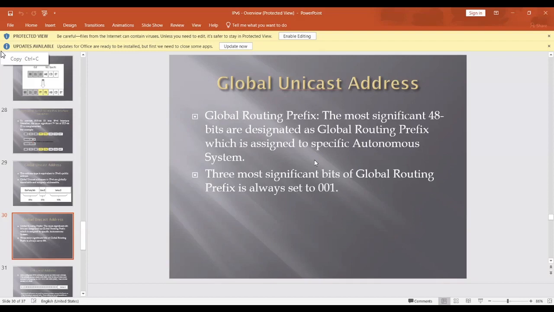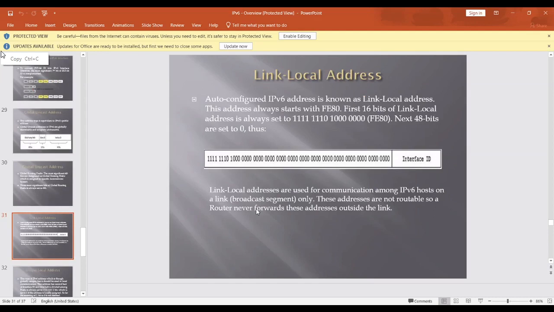The three most significant bits of the global routing prefix are always set to 001. So that is one of the main features of the global unicast address. Most of the time, the most significant bits are set to 001, right?